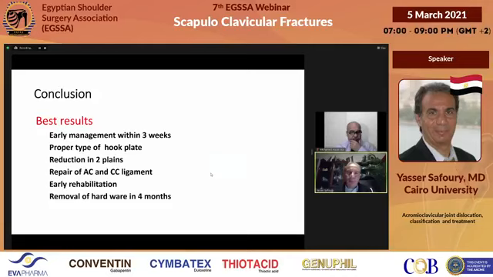So in conclusion, the best results are achieved if there is early management in about 3 weeks, if there is proper choice of the hook plate, if there is reduction in the 2 planes, you should repair the ECZ and the CC ligament, early rehabilitation, and removal of the hardware in 4 months.